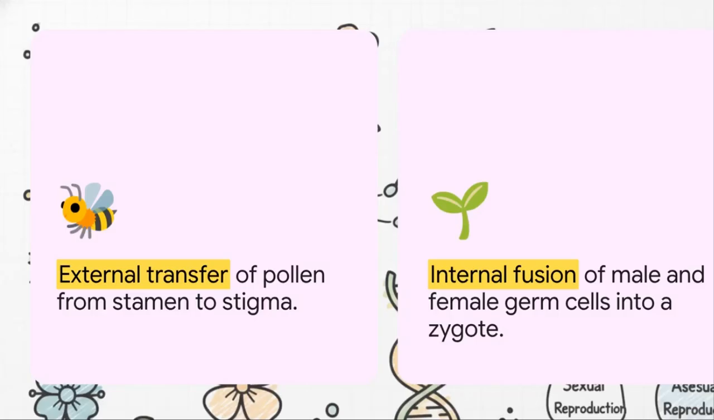Major exam hack alert. Never, ever mix these two up. Pollination is just the external transfer journey. It's pollen taking an Uber via the wind, water, or a bee to get to the stigma. Fertilization is the internal fusion, when the male germ cell finally meets and merges with the female egg to form a zygote. Think of it this way. Pollination is the delivery, fertilization is the unboxing.